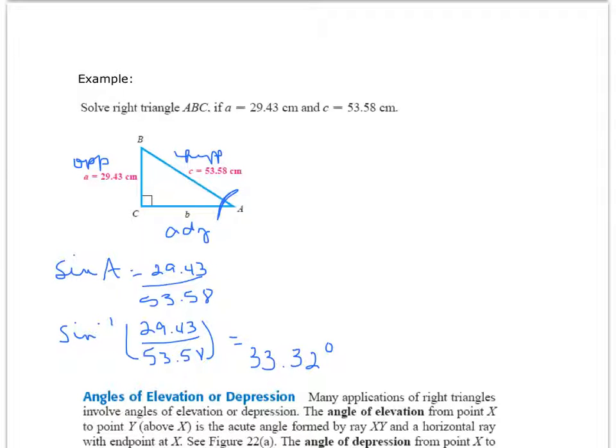Now again, you could subtract that from 90 and get angle B, but I'm a little leery about doing that. So let's go in and do angle B. So I'm going to erase these marks.